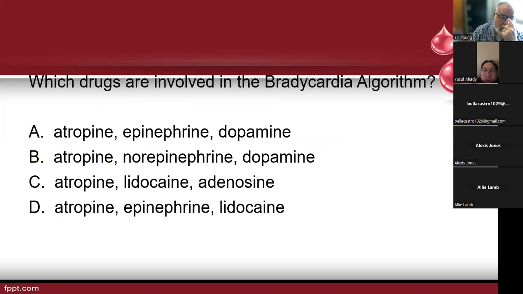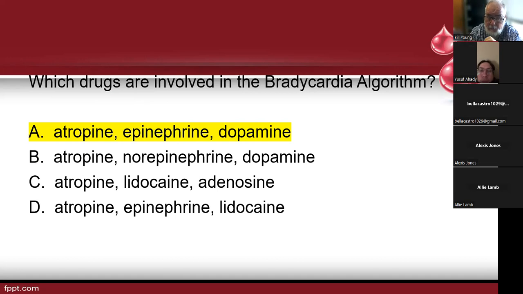All right, Bella. Which drugs are involved in the bradycardia rhythm? A, atropine, epi, and dopamine. B, atropine, norepi, and dopamine. C, atropine, lidocaine, and adenosine. Or D, atropine, epinephrine, and lidocaine. A. Yep, you're exactly right. A, okay. So atropine, if it doesn't work, then we can go to dopamine and or epinephrine, okay?